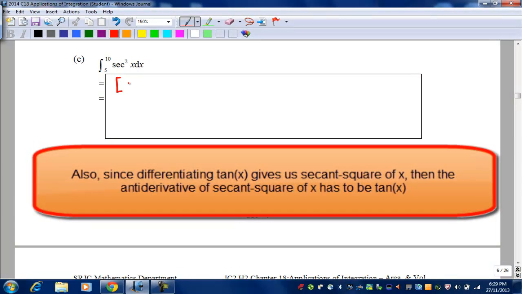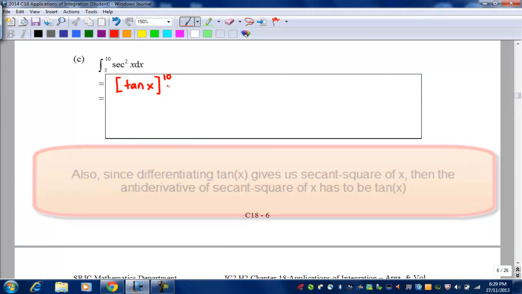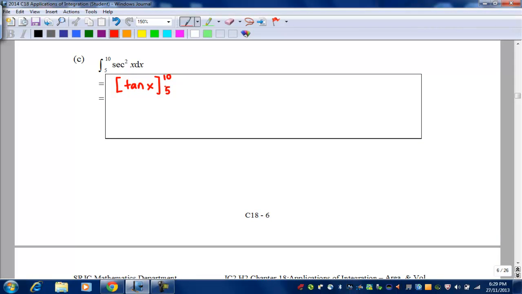So in other words, now I'll have this, which gives us tan 10 minus tan of 5. Done. Okay, this question requires us to actually write our answer in exact form. So this will be our final answer.